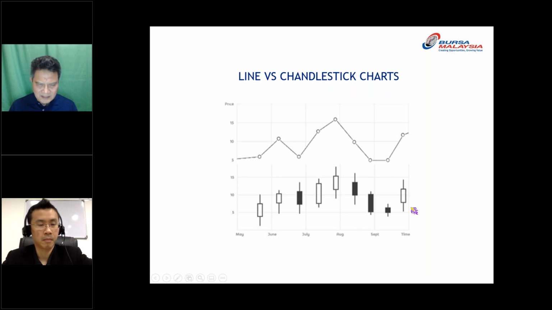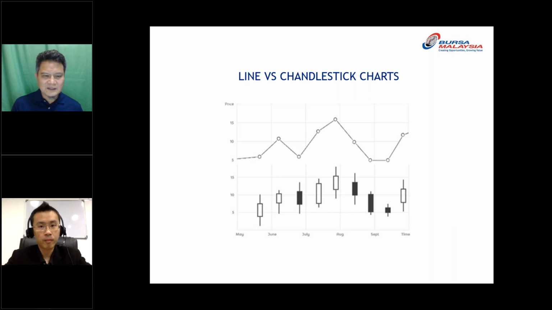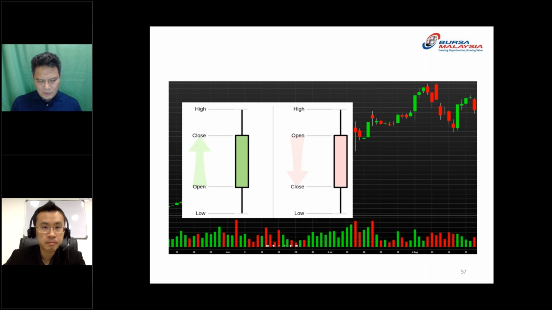That's why the candlestick chart, as you can see, is more visual, and it is easier for you to determine whether the market is up or down. So what data do they use? This is the data they use. You see, they use high, low, open, and close.